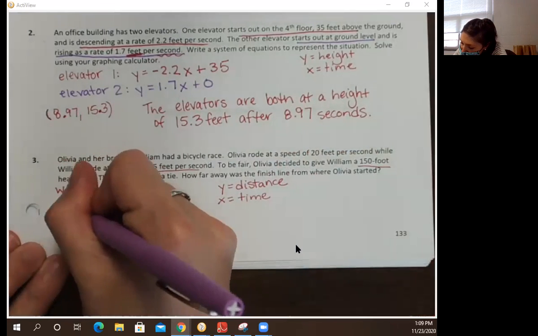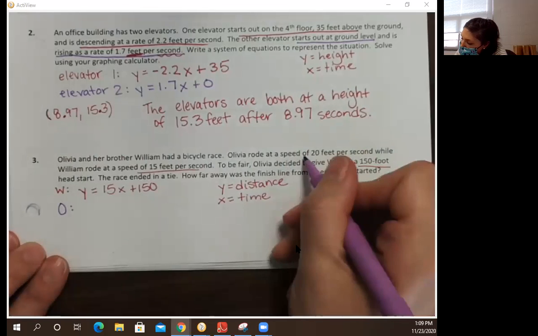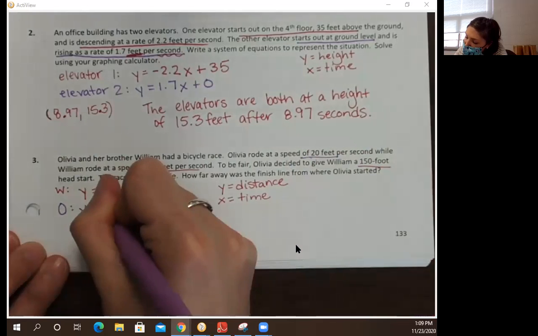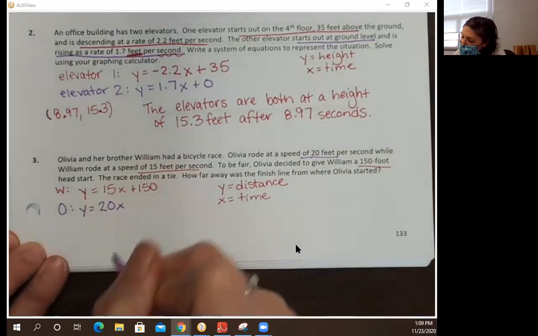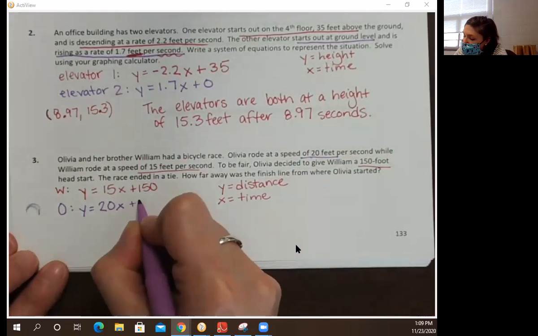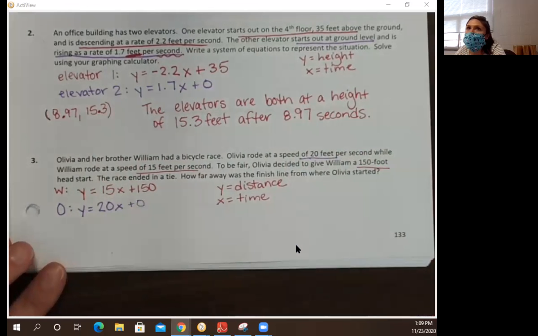For Olivia, I know her speed is 20 feet per second, so that would be y equals 20x. But then she started at the starting line, right? William got a head start. She started at the starting line. So this would be like a +0 for her. For that +0, you can write it or not. Remember, when I add or subtract 0, that doesn't change my problem.